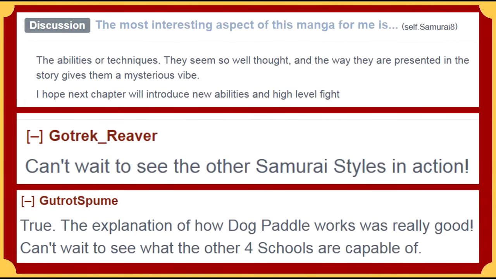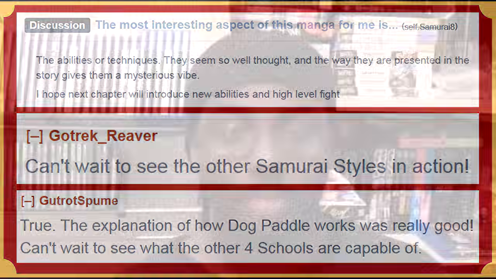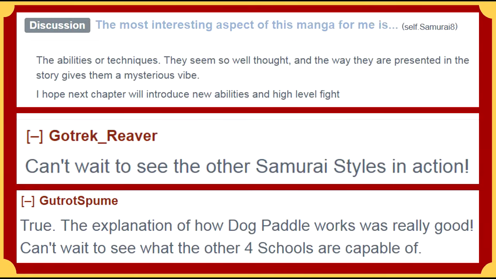Here is something I found on the Samurai 8 subforum. Let me narrate the topic and the replies. The most interesting aspect of this manga for me is the abilities or techniques. They seem so well thought out, and the way they are presented in the story gives them a mysterious vibe. I hope next chapter will introduce new abilities and high-level fights. I want to see some damn bankais, goddammit. Can't wait to see the other samurai styles in action. It just will fucking piss me off if I don't see about 95% of everybody's powers.